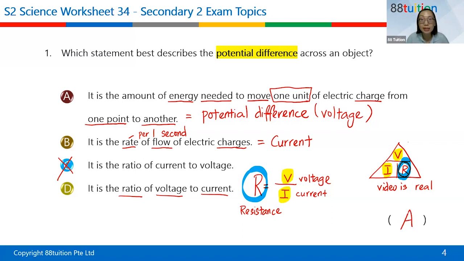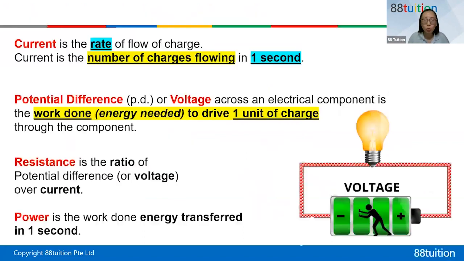Is everybody clear? Any questions so far? Now I just put on one slide what are the things you need to know for Set 1 and Set 2. Some schools will expose you earlier, some schools will not. But I'll just put everything in one slide. So if you want current, it's talking about rate. Rate means in 1 second, how many charges are flowing through? That is current. Now potential difference, short form PD.